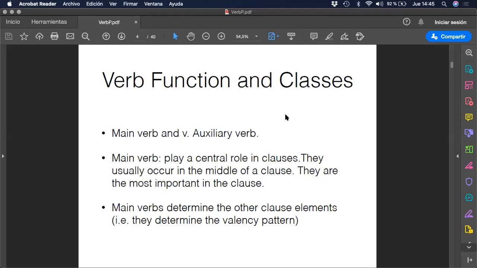Now, a main verb is the main element of a clause because without a verb phrase, you cannot have a clause. What you will have then is just a group of phrases, not clauses. Okay, so one defining element of a clause is the presence of a verb phrase. That's one defining element. Finally, main verbs determine the other clause elements. That is to say, they determine the valency pattern.